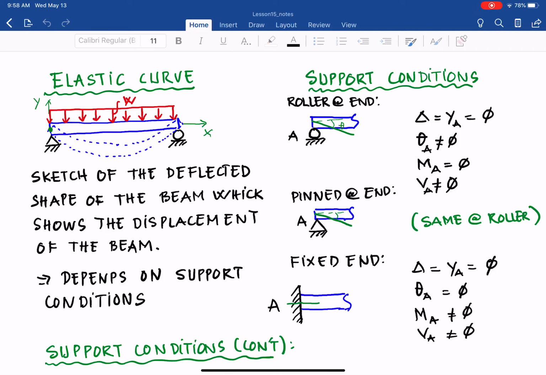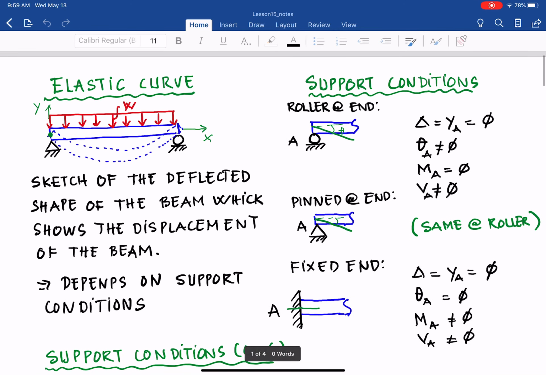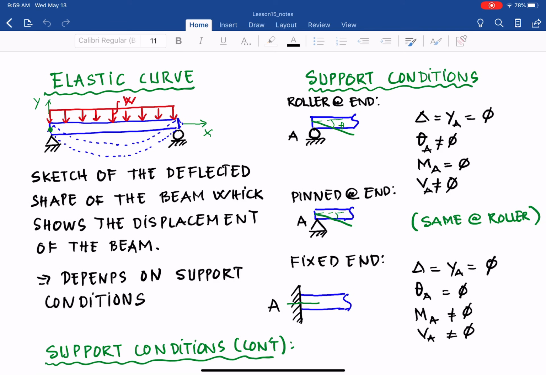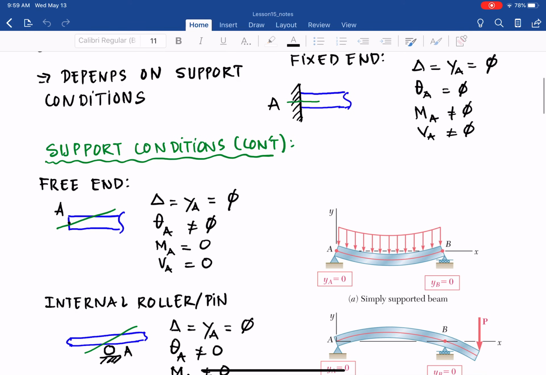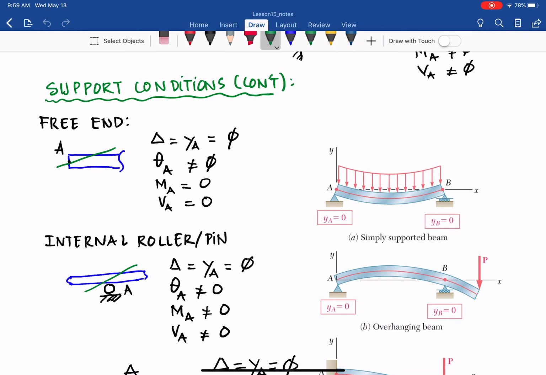From the definition of the elastic curve, that also depends on the support conditions that we investigated earlier, with multiple support conditions. So now I just want to give you some examples with the full beam here, from what we get in the textbook, chapter 9.